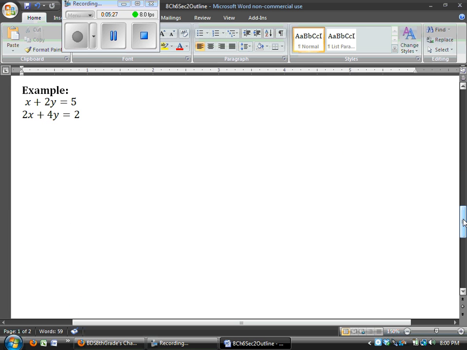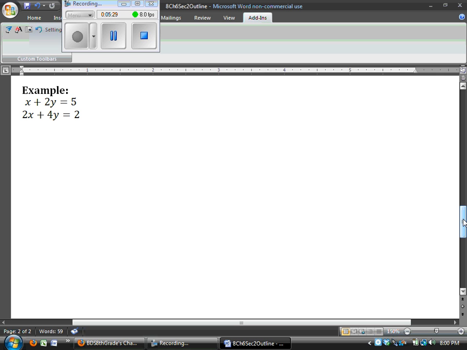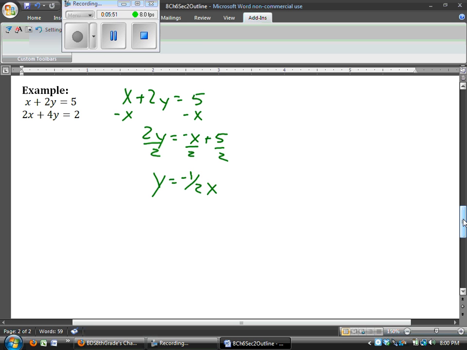Okay. The first example here, x plus 2y equals 5 and 2x plus 4y equals 2. The first thing we need to do is get them both into slope-intercept form. So I'll subtract x. 2y is equal to negative x plus 5, divide by 2, and y is equal to negative 1/2 x plus 5 halves. Okay. My second equation, 2x plus 4y is equal to 2.